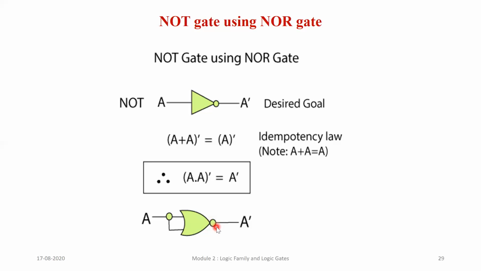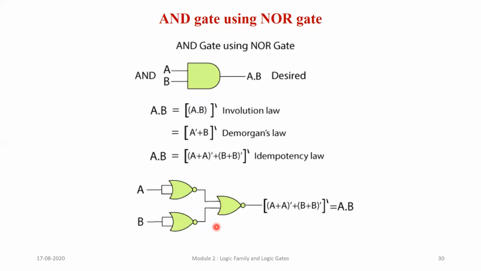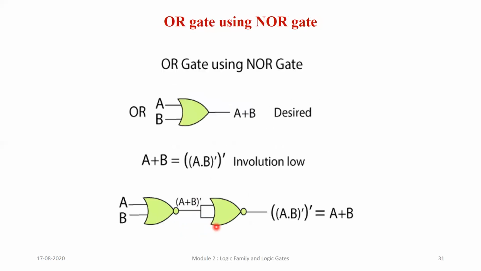Okay, so the first one is clear. NOT gate using NOR gate. Yes, ma'am. The next one is my AND gate using NOR gate. Now before the AND gate, I will go with the OR gate using NOR gate because OR and NOR are related to each other. So my normal OR gate is A, B.